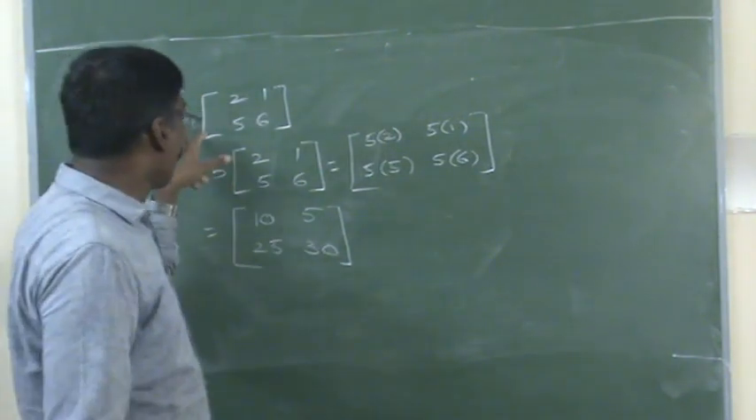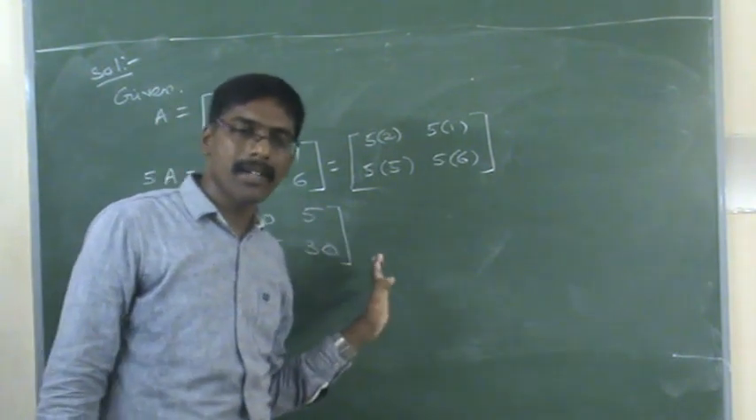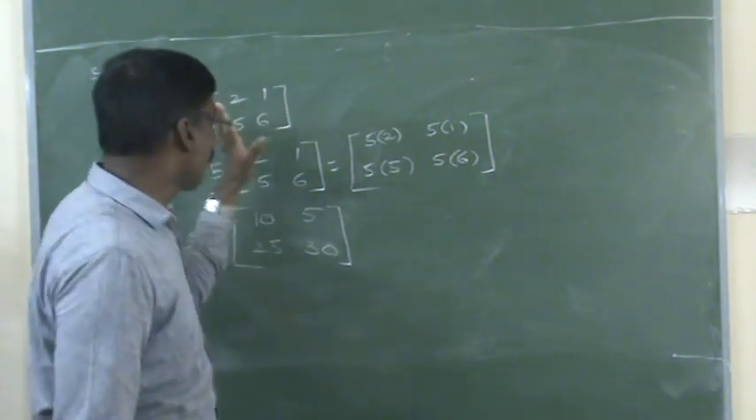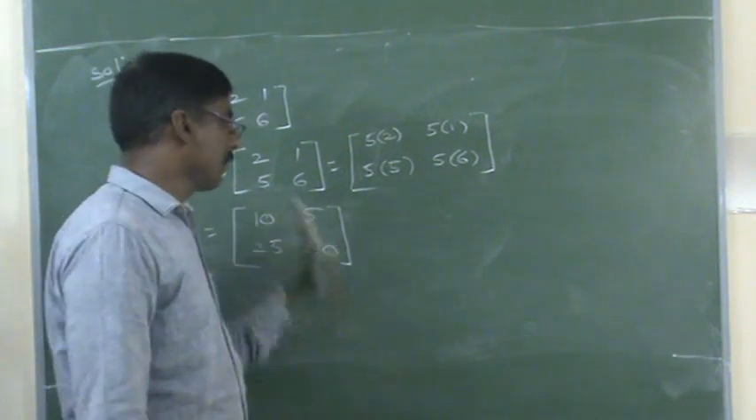This is called scalar multiplication of a matrix. One number is multiplied by the given matrix, and that is called scalar multiplication of a matrix. This is the rule for the scalar multiplication concept.